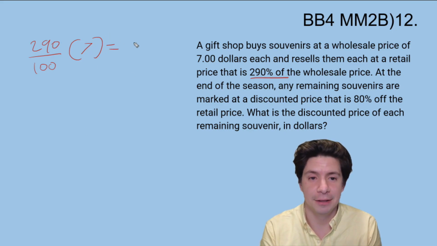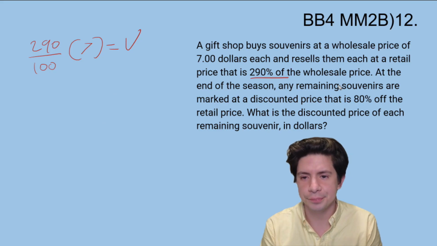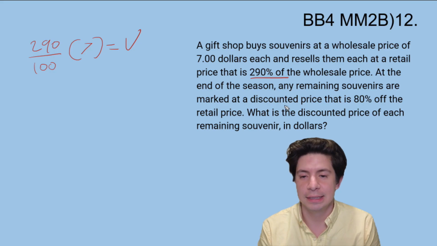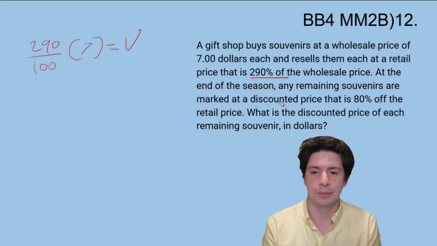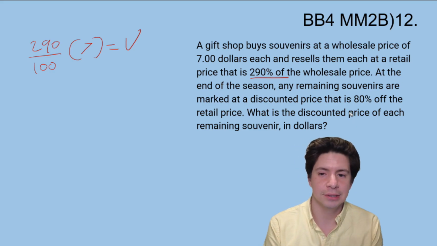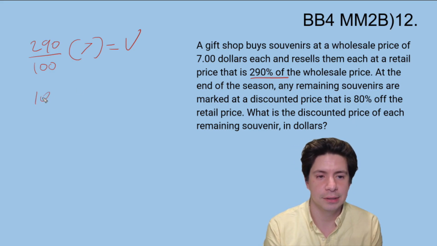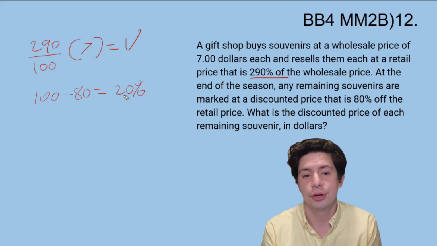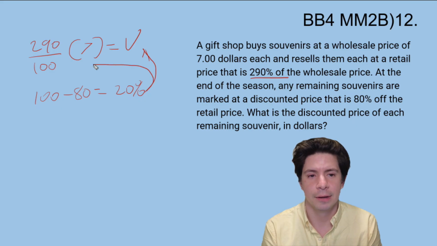And that is going to give us some value, let's call it V for now, that they sell for. At the end of the season, any remaining souvenirs are marked at a discounted price that is 80% off the retail price. So we're going to do 80% off the retail price. So that's 100 minus 80%, which is going to get us 20%. So what's really happening here is we're doing 20% of V. So it's 20% of this.